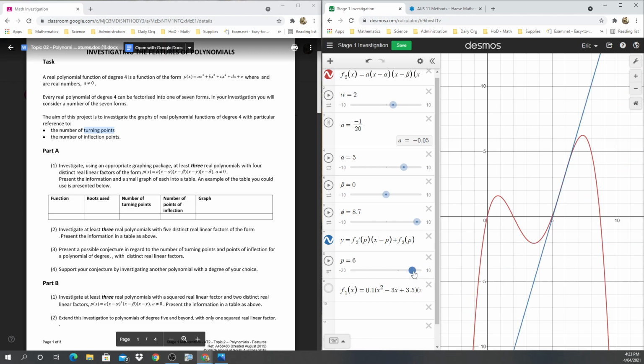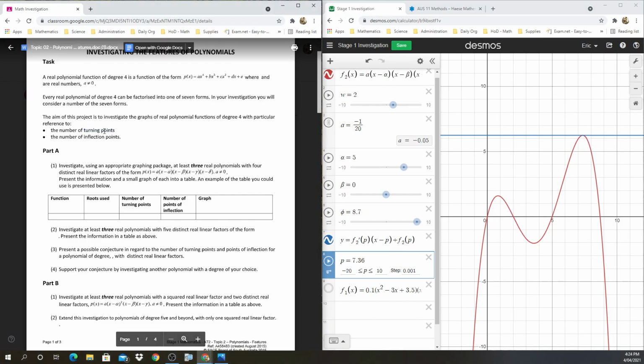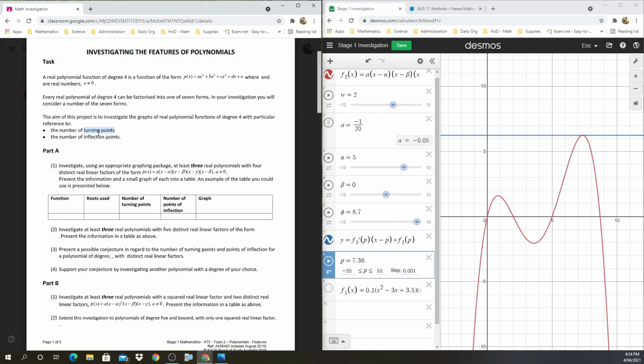And guess what? I think we're going to find another one up here. All right, 7.4 or 3.5, 3.6. Yeah, about there. Okay. So you've got 1, 2, 3 turning points. A turning point is when the slope is horizontal. Say that again: a turning point is when the slope is horizontal. You might want to write that down.